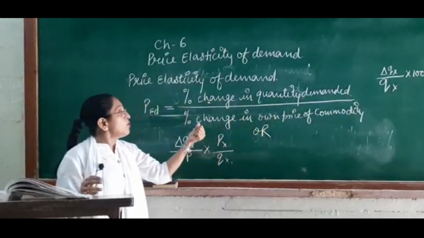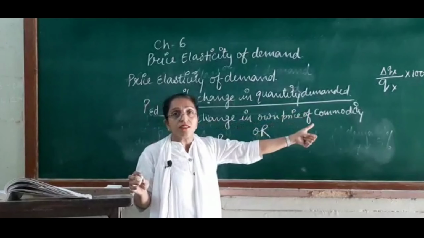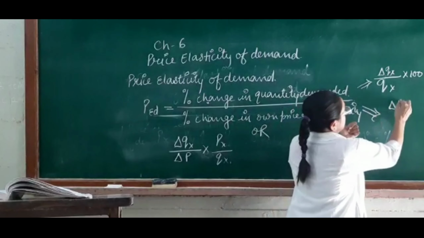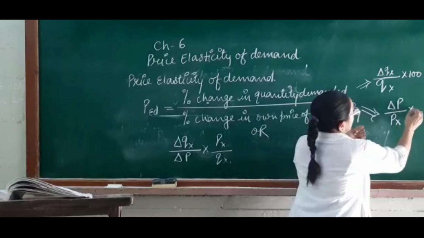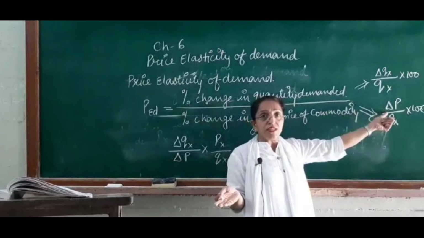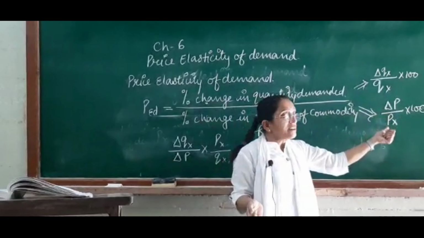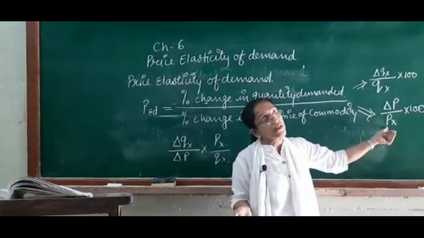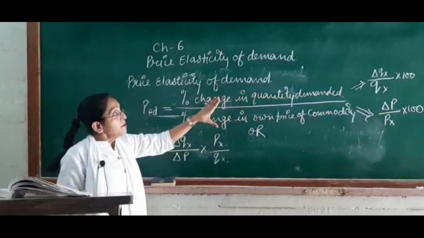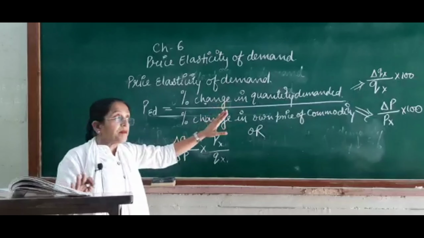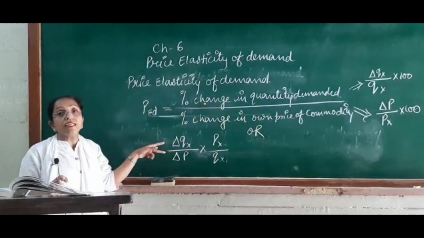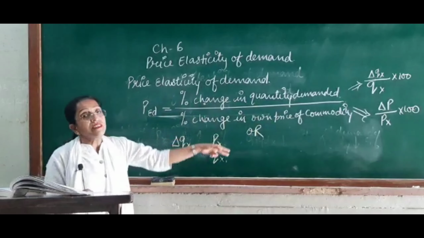Likewise, if you want to calculate percentage change in own price of the commodity, then you can apply the formula: change in price upon original price multiplied by 100. What is change in price? It is the difference between new price and old price. Now what is PX? Original price before change, multiplied by 100. This formula you can apply when, between these two concepts, one is given in percentage and the other is given in absolute terms. If both concepts are given in absolute terms, then you can use the other formula.